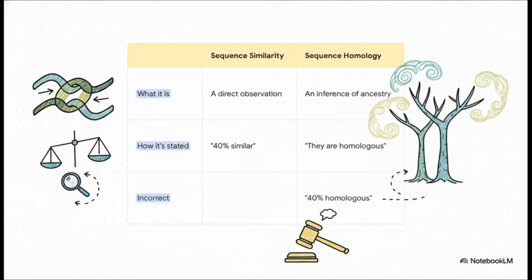So here's the bottom line, the thing you absolutely have to remember. You can say two sequences have 40% similarity, but you can never, ever say they have 40% homology. It just doesn't make sense. They are either homologous, meaning they share a common ancestor, or they're not. Think of it this way. Similarity is the evidence you present in court. Homology is the final verdict.